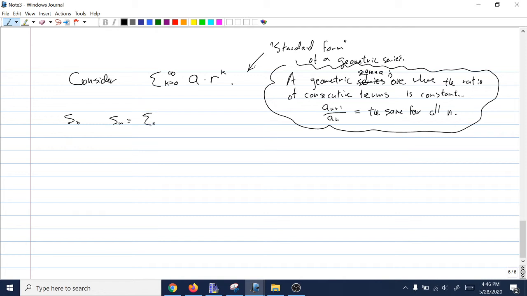S_n will be the sum from k equals 0 to n, a times r to the k. And r S_n will be the sum from k equals 0 to n of a times r to the k plus 1, which is the sum from k equals 1 to n plus 1, a times r to the k. Did I do that right? First term is a times r here. First term here is a times r. Last term here is a times r to the n plus 1. Last term here is a times r to the n plus 1. Looks good. Looks like we haven't messed this up.